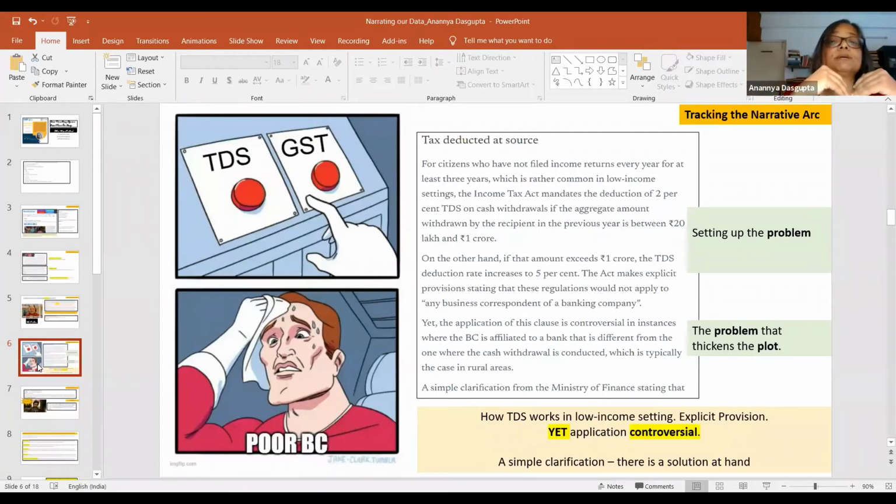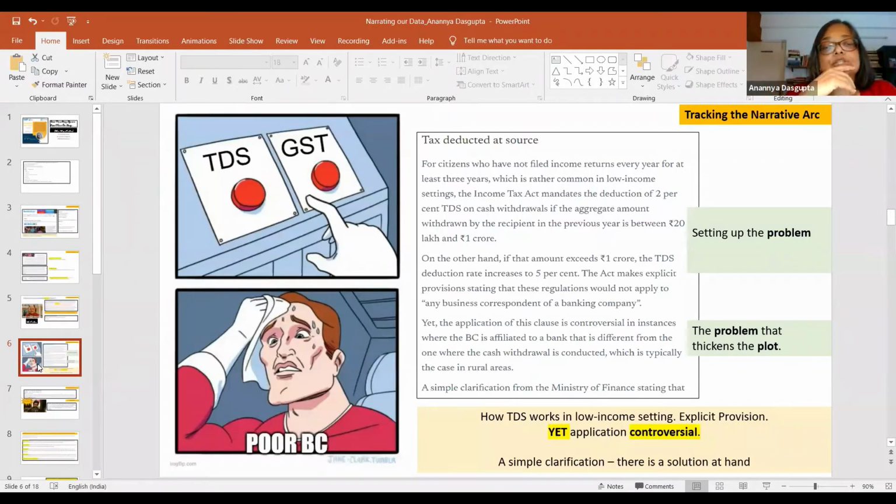And then the next paragraph begins, because on the other hand, if that amount exceeds a certain limit, then something else happens, right? So it gives you the complexity of the situation: here it is, here is what this means, here are the details of it, and here is where it begins to get complicated. So you set up the problem, right?